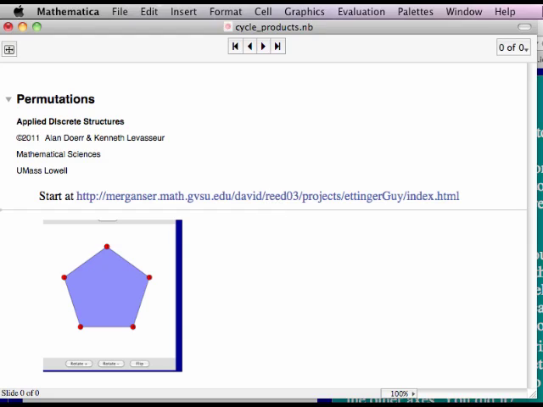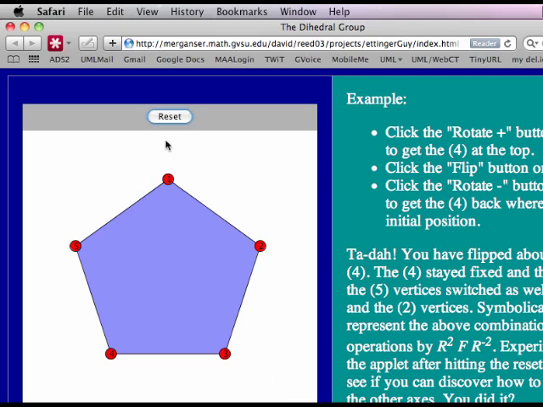Hello. This video is meant to be a quick introduction to permutations, illustrating how permutations can be connected with symmetries of a geometric figure. The example we're going to use is the regular pentagon. And if you go to this applet, it illustrates how two fundamental operations of symmetry can be used to reach any possible configuration of the vertices in the pentagon.